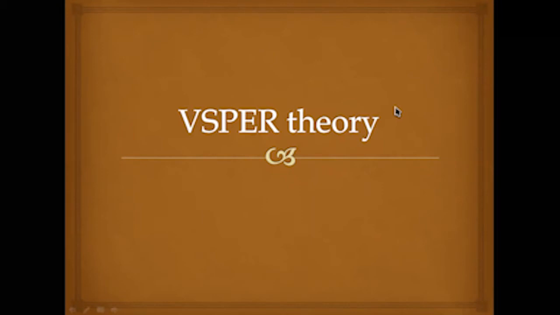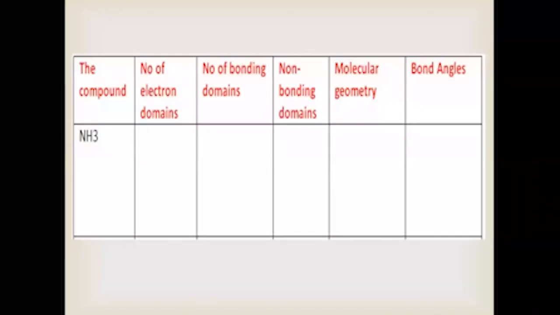This video, inshallah, I will answer three questions about VSEPR. The first question is about the compound NH3. We should know the number of electron domains, the number of bonding domains, the number of non-bonding domains, the molecular geometry, and the bond angles.